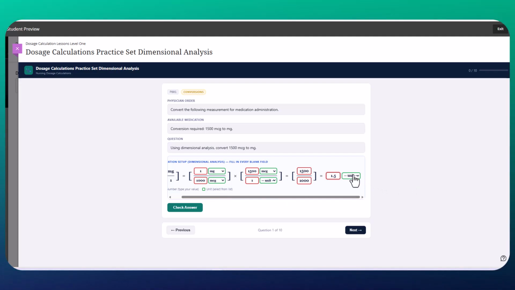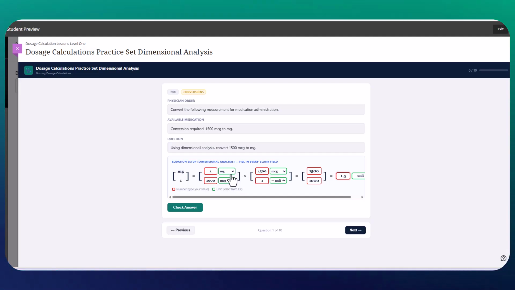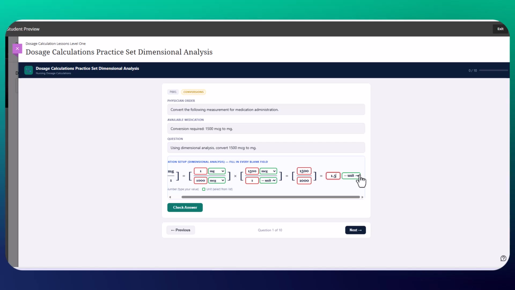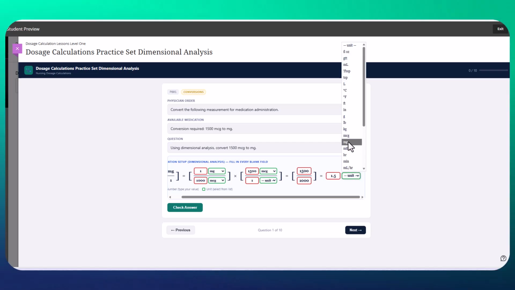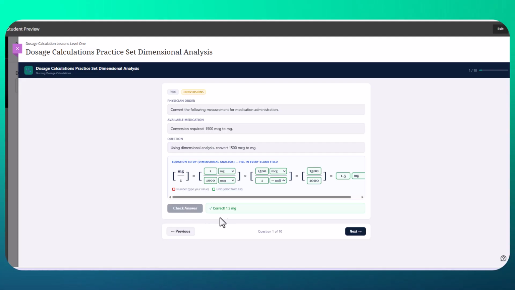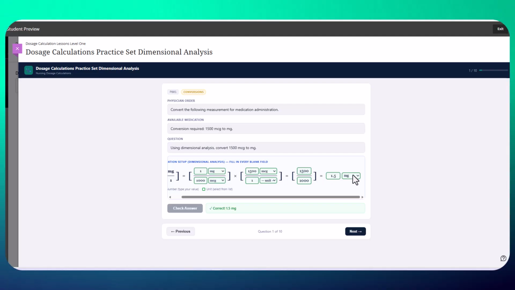All right, so what was my final unit? My final unit should be micrograms crossed out, micrograms crossed out. Oh, milligrams. Milligrams is what they asked me for. So I'm going to enter milligrams. All right, I think I have entered everything correctly. I'm going to click check answer and look at that. Correct, 1.5 milligrams. And it showed me everything was entered correctly.